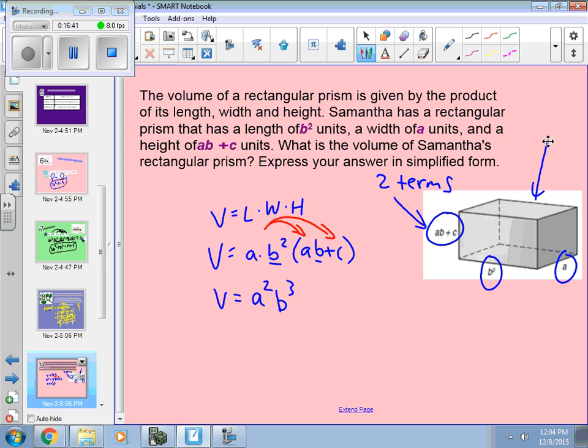All right, now we got to multiply to the other one. There's not really any like terms, so it'd just be a b squared c. That would be the volume of this. And now if you knew what a, b, and c were, we could plug them in and find the answer.